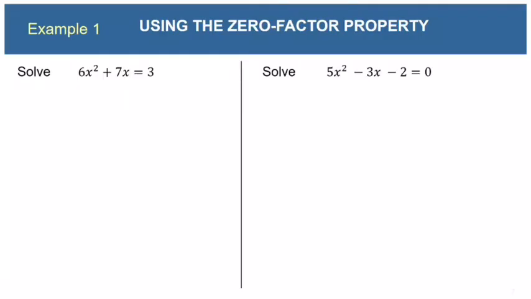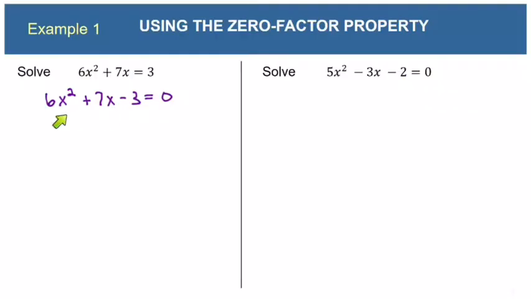Now, when you're showing your work in MyLabs Plus, if it makes you feel better to write minus 3 on both sides, then you can go ahead and do that. However, at this level, you're not obligated to do that. It's legal for us to just take the 3 and move it over to the left side. So you could say 6x squared plus 7x minus 3 equals 0.